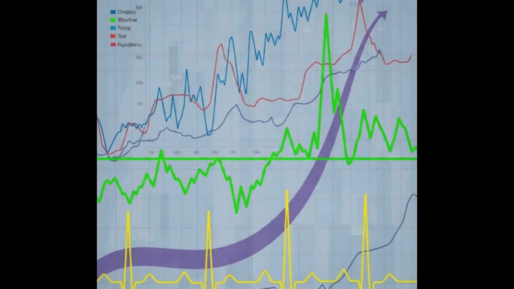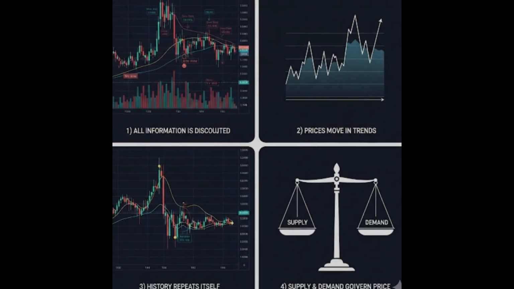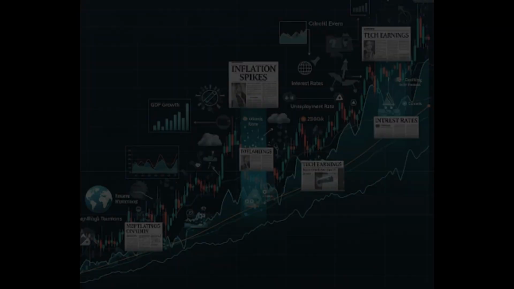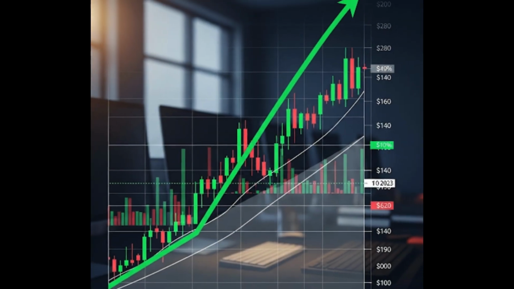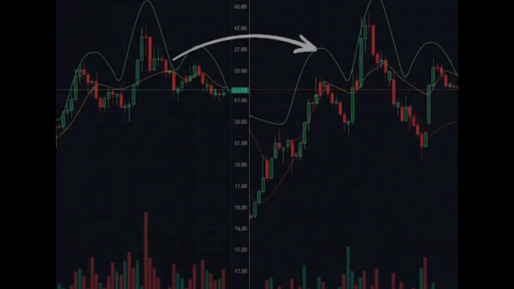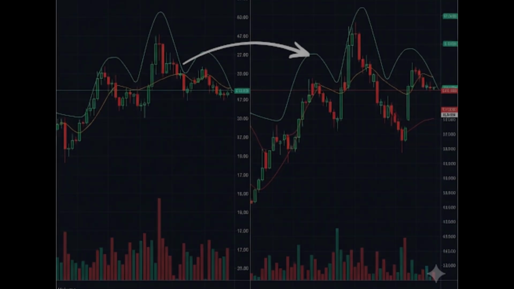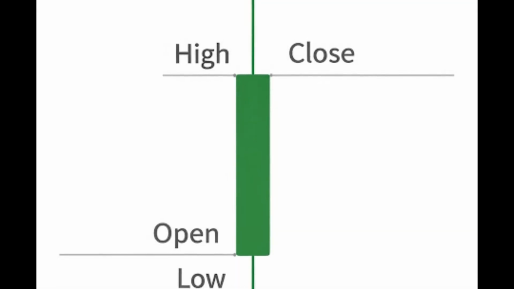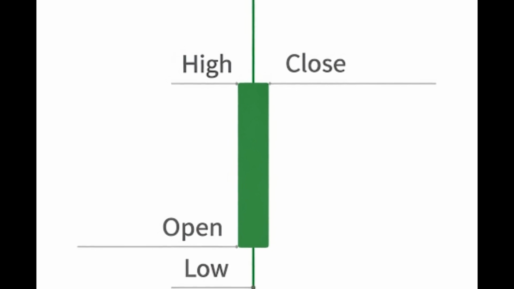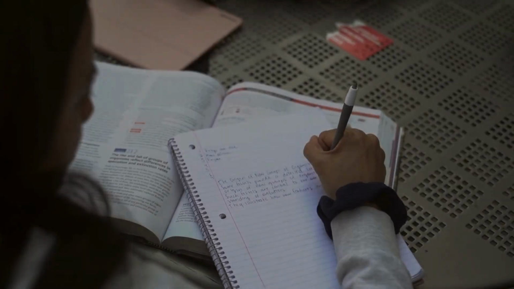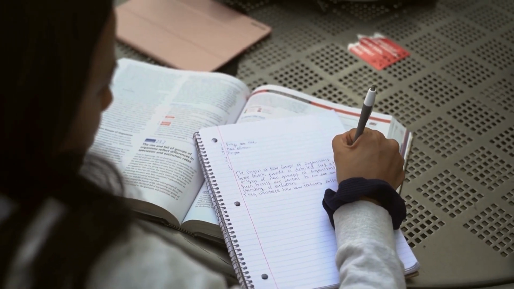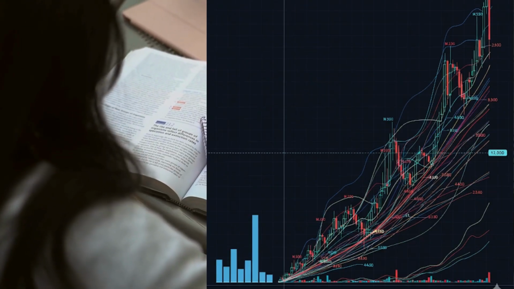So to recap, TA works across any asset with time series data. It's built on 4 key assumptions. Markets discount everything. The how matters more than the why. Prices move in trends. And history repeats itself. And the daily action is best summarized with OHLC data, which forms the backbone of all charts. In our upcoming episodes, we'll see how these basics transform into powerful trading strategies.